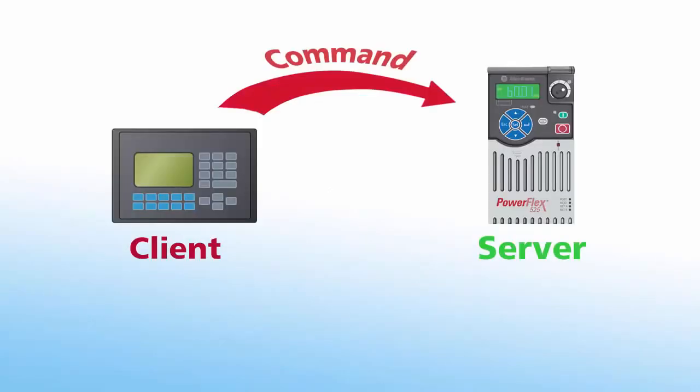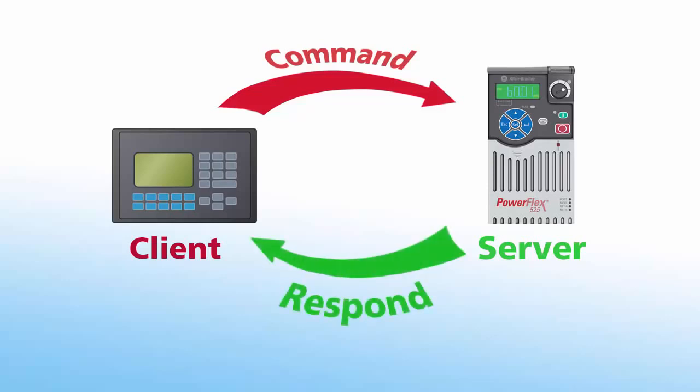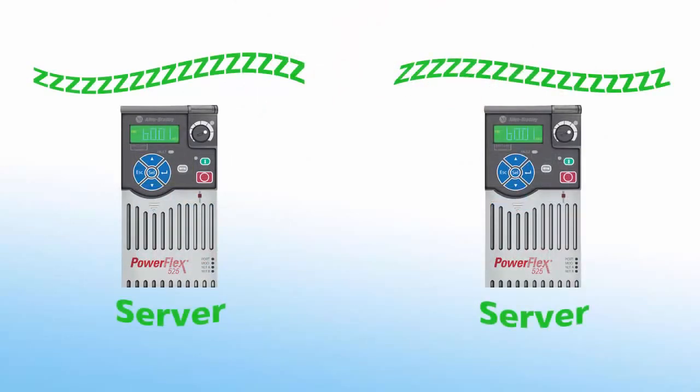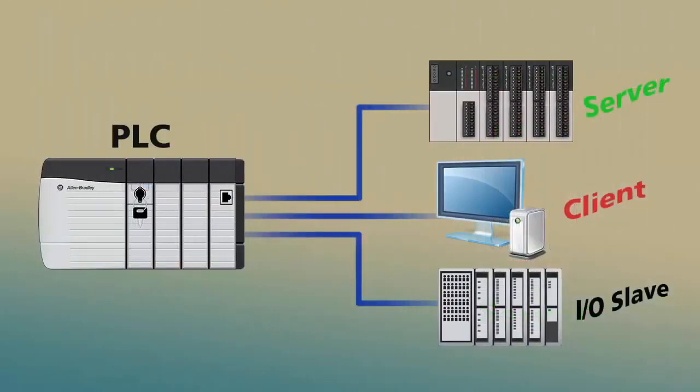Clients are devices that initiate communications, and servers respond. Clients cannot talk directly to other clients, and servers don't talk to other servers. It's possible for a PLC to act as a client, a server, as well as an I/O messaging master simultaneously on the same network, communicating with various server devices and clients while controlling remote I/O devices as applications demand.